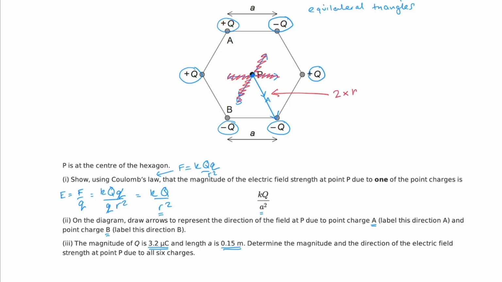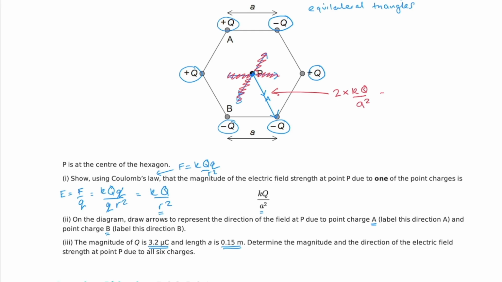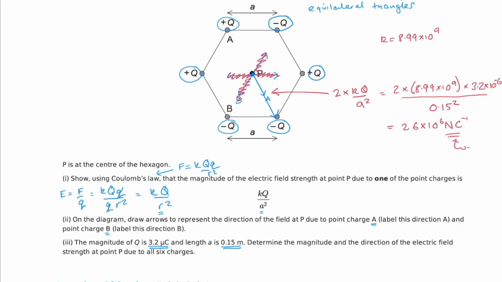we calculated in part 1. So our answer is 2 times K. I'm going to write this down here just now, and I'll explain where that comes from in a minute. 3.2 times 10 to the minus 6, of course, represents the fact that it's a microcoulomb, and 0.15 squared is distance A squared. That's going to give us an answer of 2.6 times 10 to the 6 newtons per coulomb. That is the units of electric field strength.